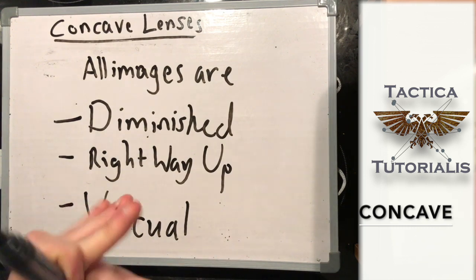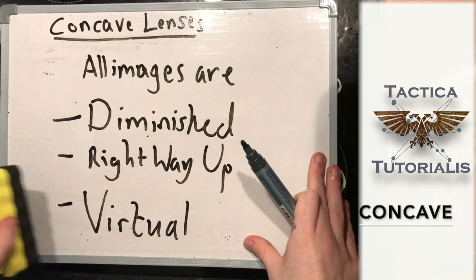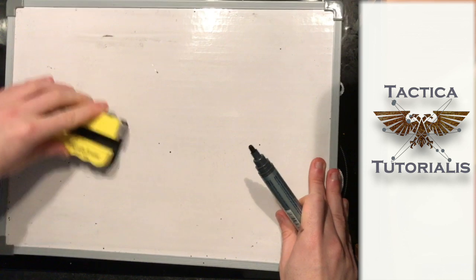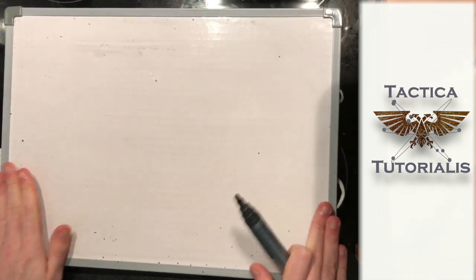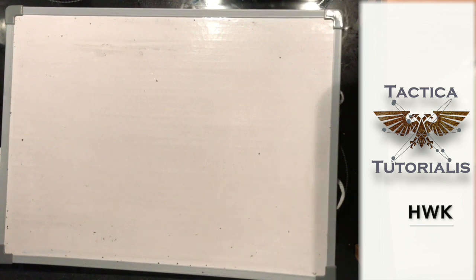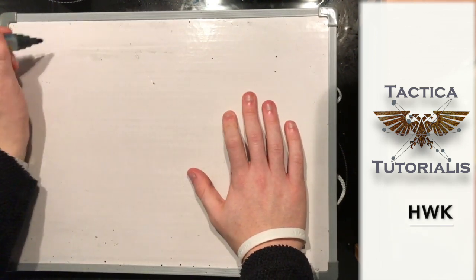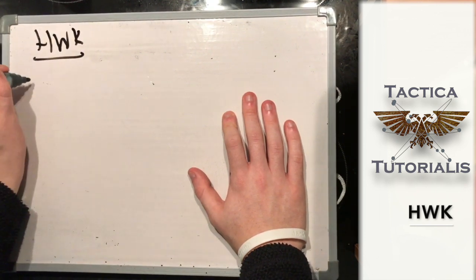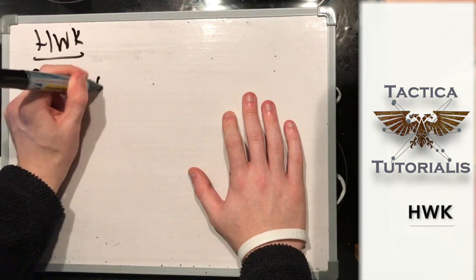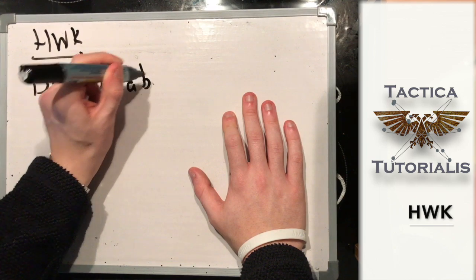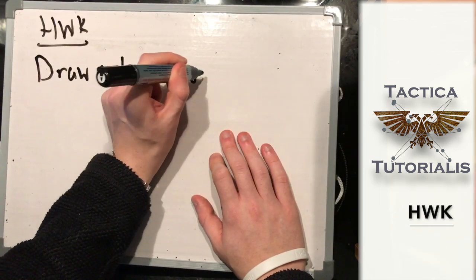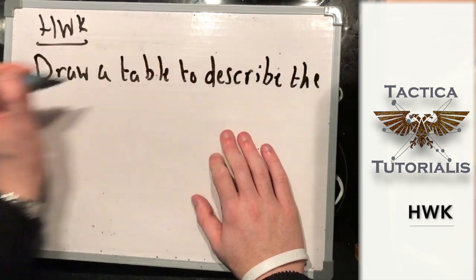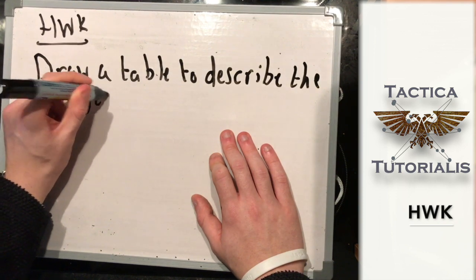So that is everything I think I need to teach you about convex and concave lenses. That is it. That's the whole nine yards. So if you want a piece of homework that you could do just to do a little bit of practice, I would say your task would go as follows. Your homework, if you are so inclined, I would like you to draw a table to describe the images through a lens.